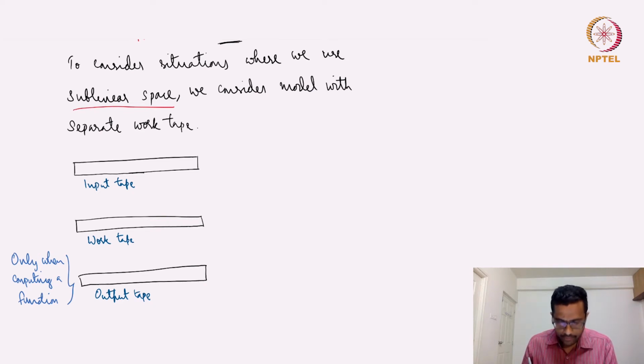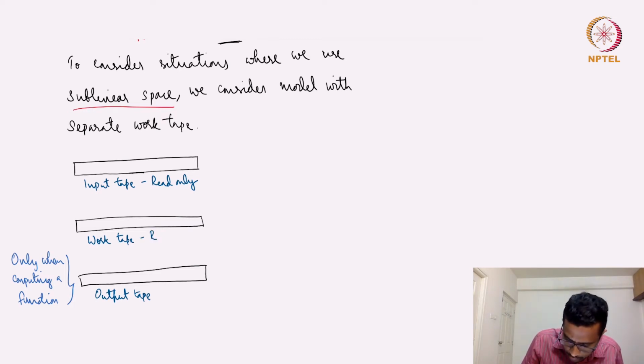And further, the input tape will be read only. So the input will take n symbols, and that is read only. The machine cannot use that space to do the computation, so you cannot cheat using that space. And on the work tape, you can do anything. You can read, write, erase, overwrite, all of this. And the output tape, if it's computing a function, will be write only.